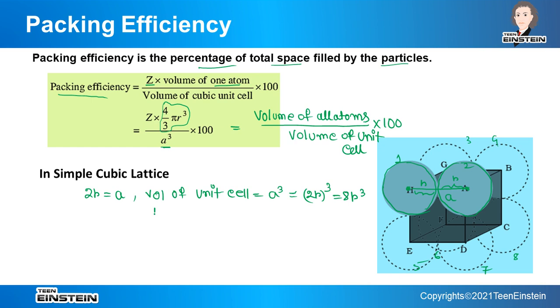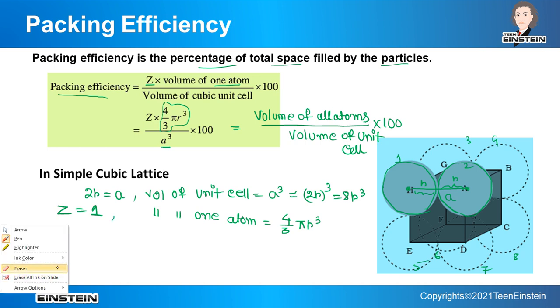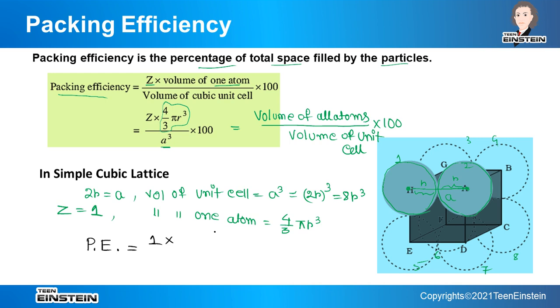Now we have to find the volume of one particle or one atom. This will be 4/3 pi r cube, and the total number of atoms possible in a simple cubic lattice, that is the Z value, is here 1. So packing efficiency is Z, which is 1, into the volume of one atom, divided by the volume of the unit cell, multiplied by 100. So it will be 4/3 pi r cube multiplied by 1/8r cube. So r cube will be cancelled, and this is basically pi by 6, into 100.